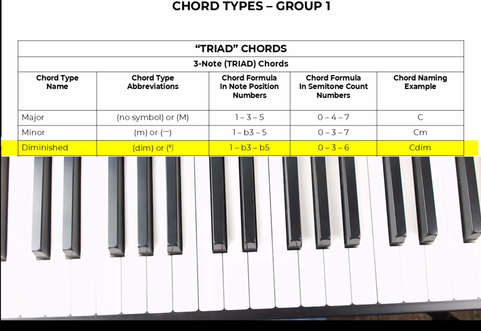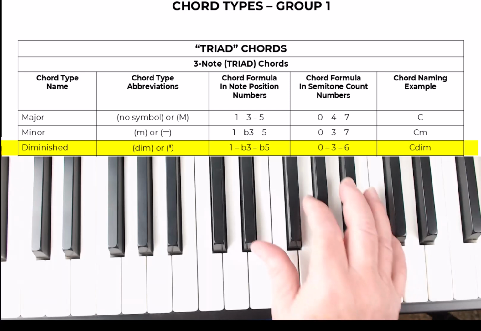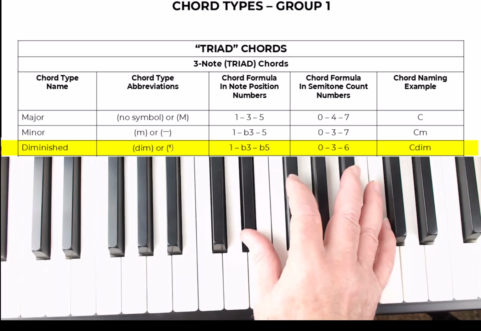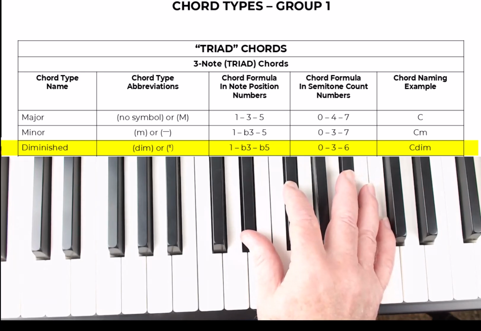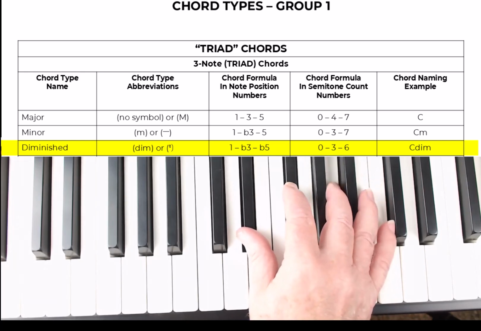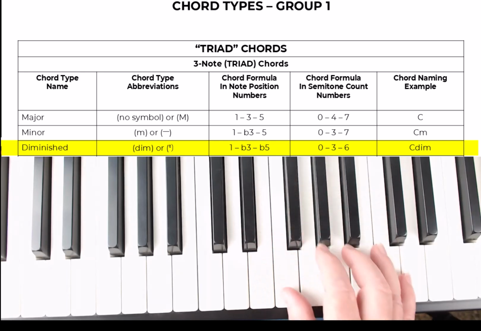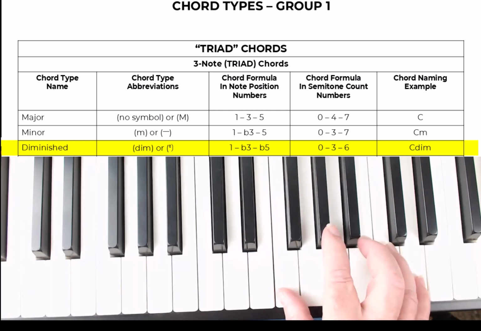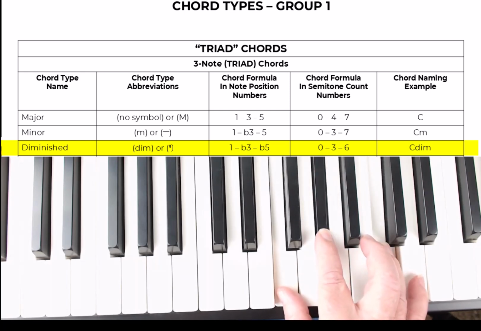And in no particular order, let's look at a few diminished chords, such as E flat diminished. So here's your E flat chord. Here's an E flat minor. And now here's an E flat diminished. Now let's look at an F diminished. Here's an F chord. Here's an F minor. And here's an F diminished.